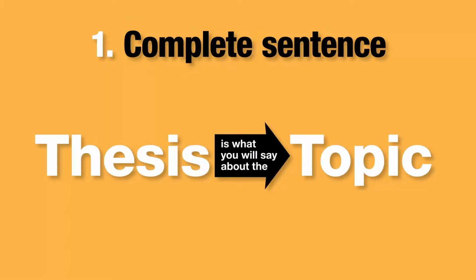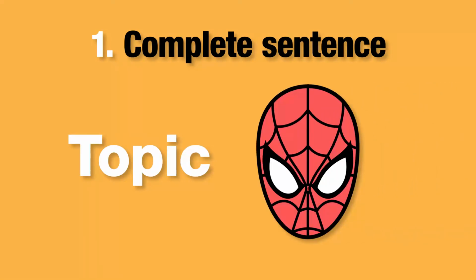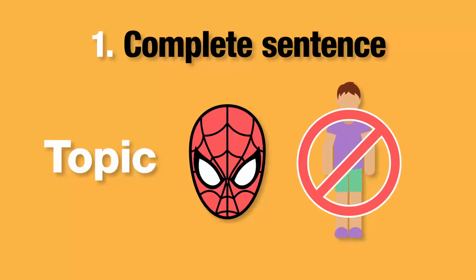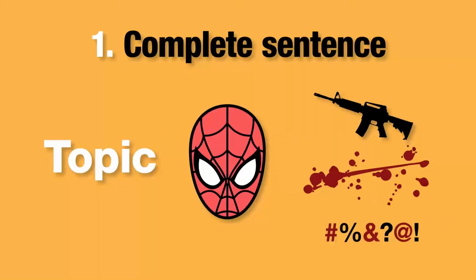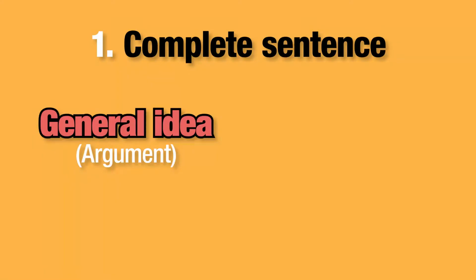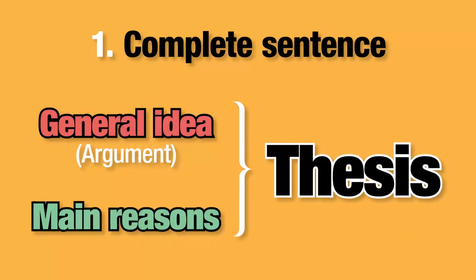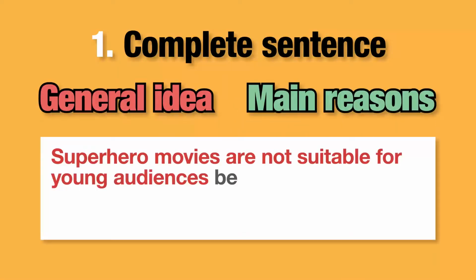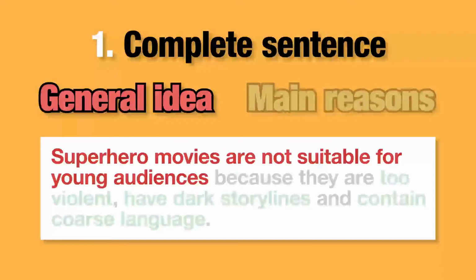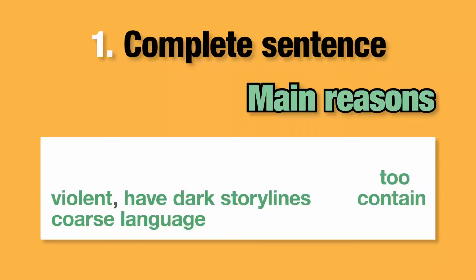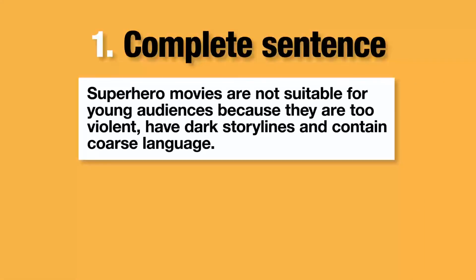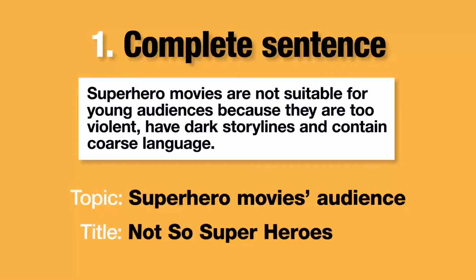For example, let's say you are interested in the topic of superhero movies. While you may really like these movies, you don't think children should be watching them. Your reasons are, you think they are too violent, the storylines are too dark and scary for children, and the characters use inappropriate language for kids. So you take this information and you create a complete sentence that includes the general idea or argument and your main reasons. Now you have a thesis. Notice how it is different from a topic or a title.